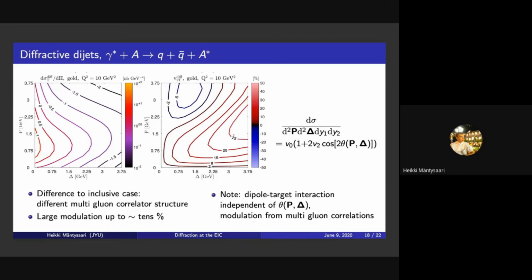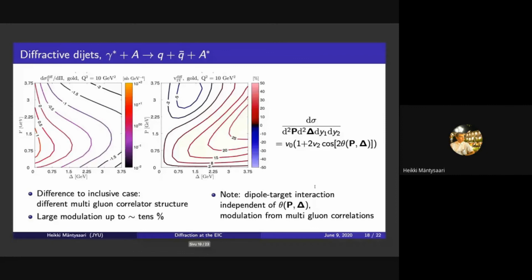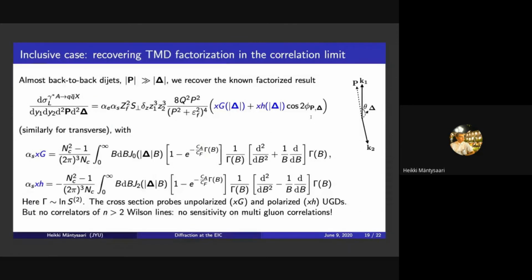So this is a contour plot. The contours show the modulation in %. And this is due to the multi-gluon correlation. So basically you have in the scattering amplitude structures where you correlate 4 gluons at 4 different transverse coordinates. And these complex structures give rise to these non-zero modulations.